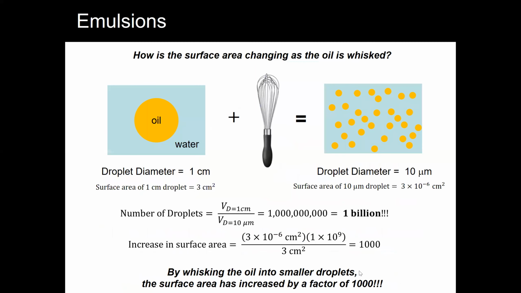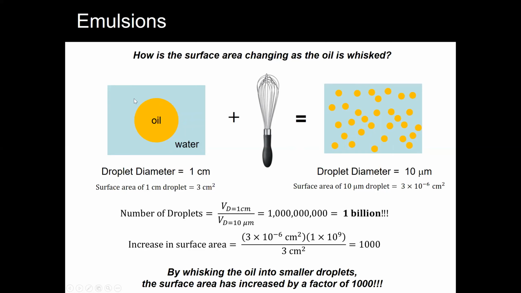Now, an interesting math question, which I will not make you do, but I do want to just talk about the result, is how does the surface area change? And by that I mean, how does the number of oil molecules near water molecules change as you take a large droplet of oil and break it into smaller droplets? So let's assume that we start with something like a 1 centimeter diameter droplet of oil. And the diameter is the distance from one side through the center to the other side.